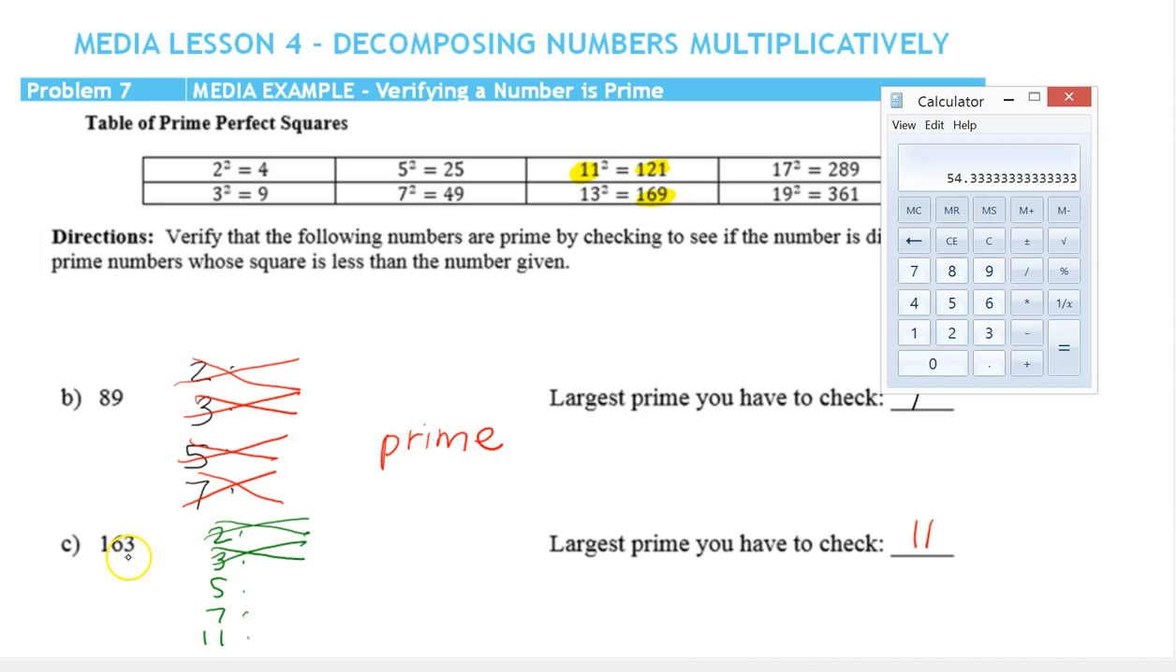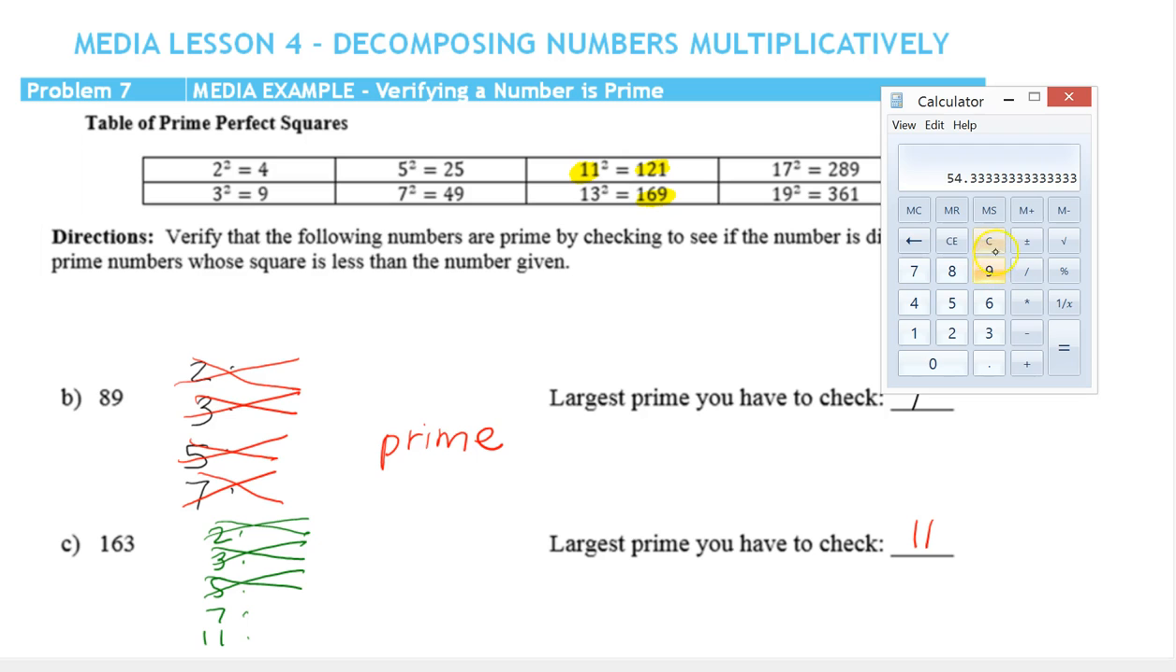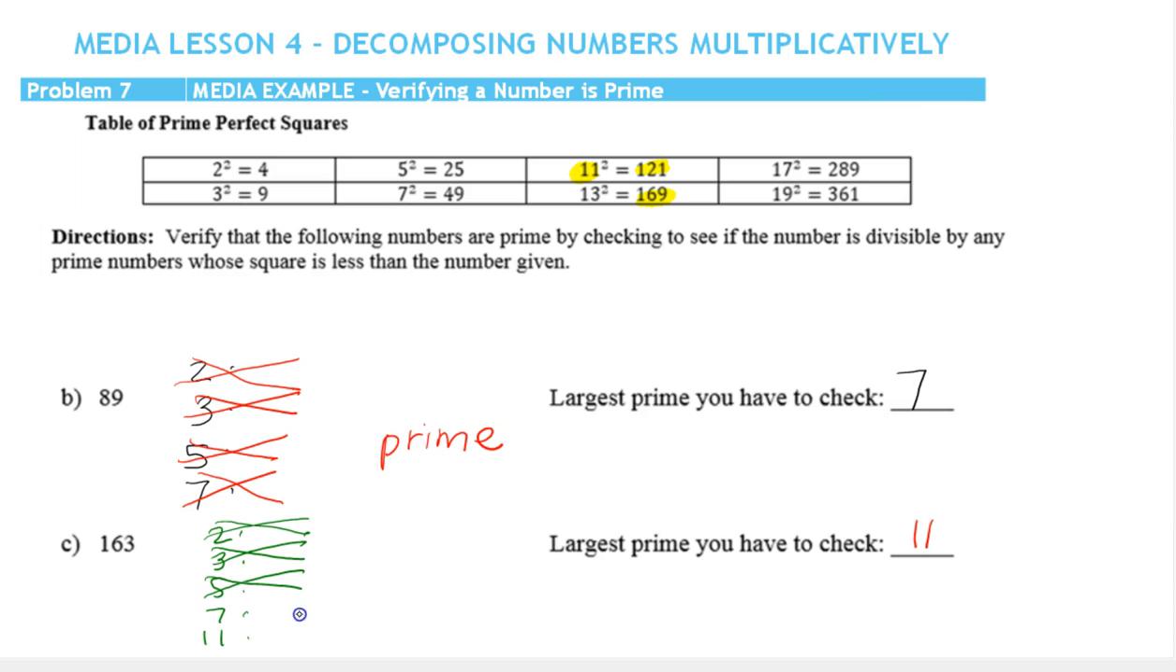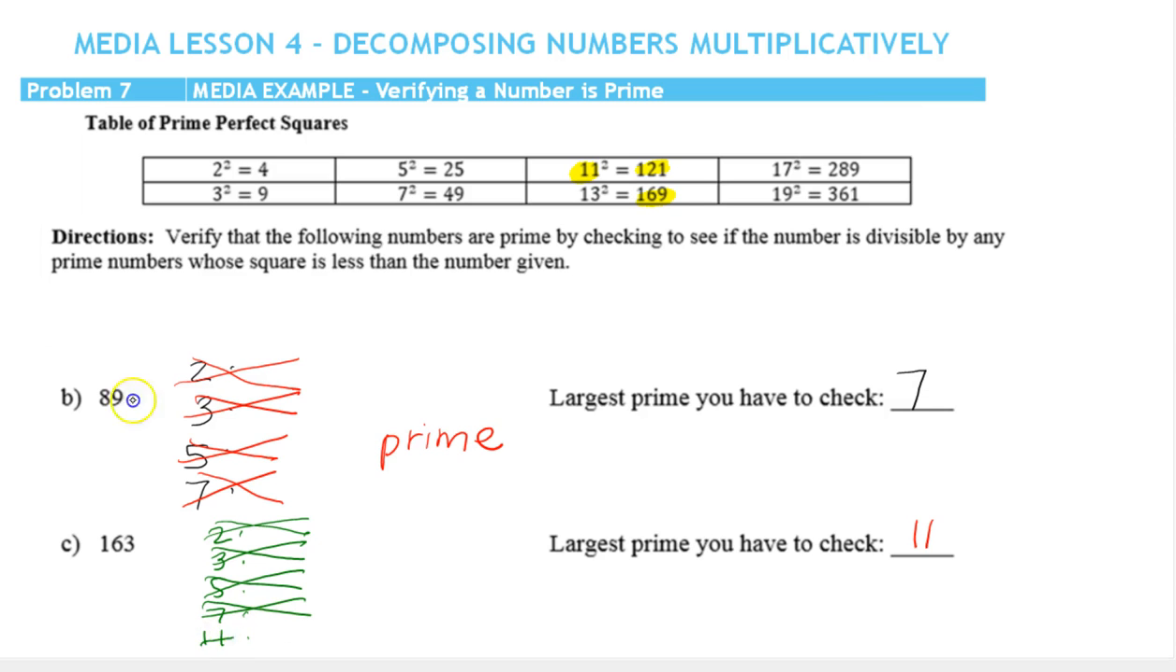It's not divisible by 5 because it doesn't end in 0 or 5. Now let's check 7 and 11 on the calculator. 163 divided by 7. It is not divisible by 7. And finally, we'll check 11. 163 divided by 11. And again, there's a remainder because I see that there's a decimal there. So we have verified that this is prime.